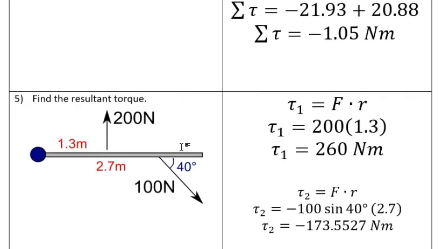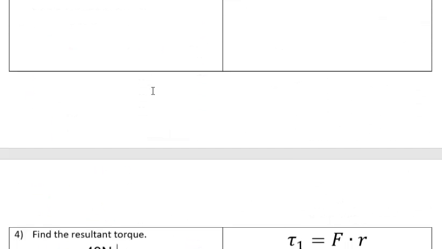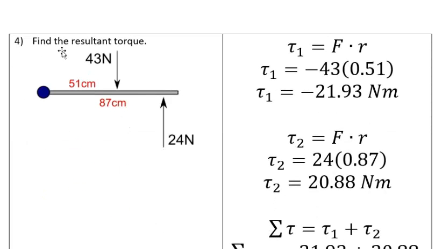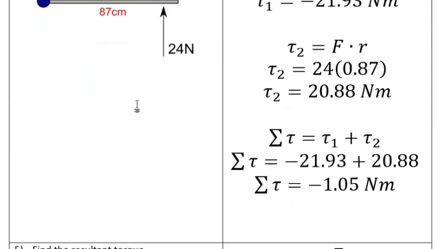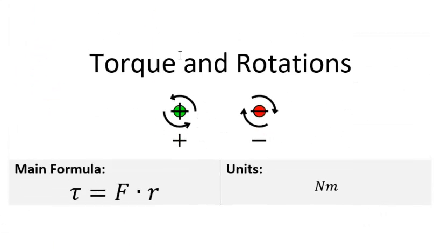That's how we work with torque. Either calculating a single torque or calculating a resultant torque of the combination of two or more of them, that's the process for working with torque and rotations.